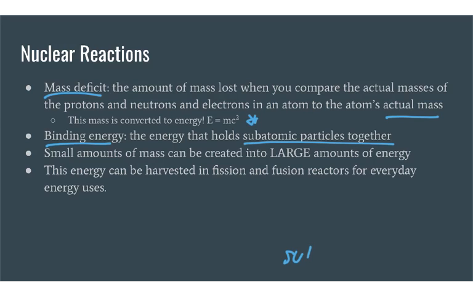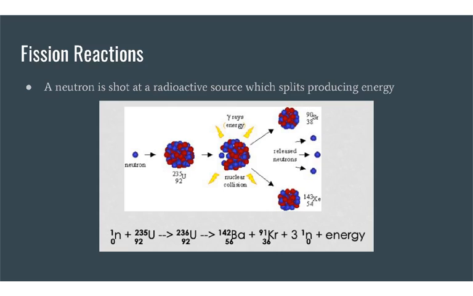Remember, our subatomic particles are our neutrons, protons, and electrons. Right, so small amounts of mass can be converted into large amounts of energy, and we can harvest this energy that comes from fission and fusion reactions for everyday use in energy. So let's start talking about fission. Fission is when a neutron is shot at a radioactive source and it's split, which produces energy.